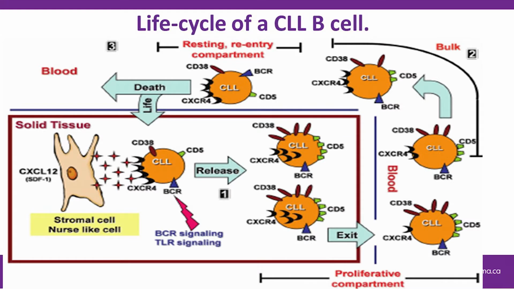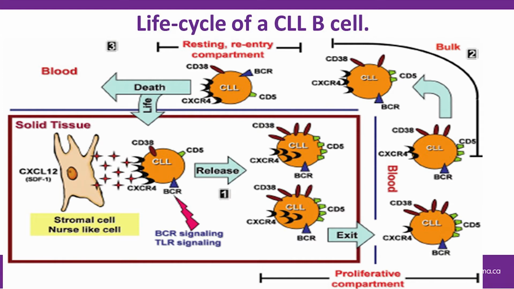So this is the life cycle of a CLL cell. We measure them in the blood, but they have a very dynamic behavior. They circulate in the blood, but then they go in and out of these microenvironments in the lymph nodes, spleen, and bone marrow. And in these microenvironments, they get additional signals. This is where they grow. They don't grow in the blood, they grow in these microenvironments.